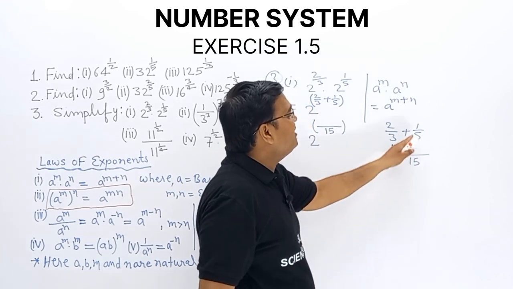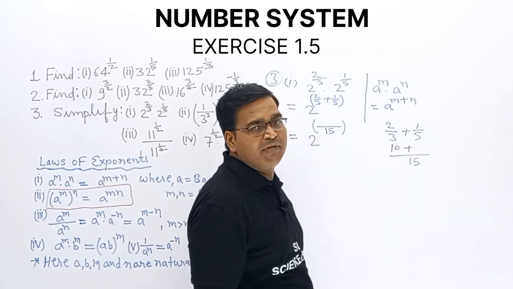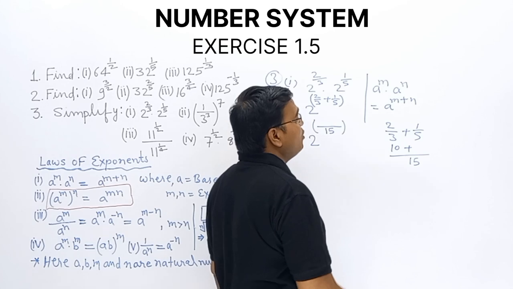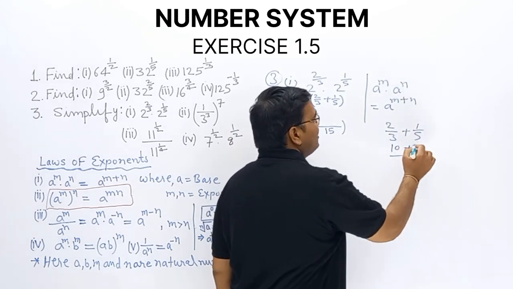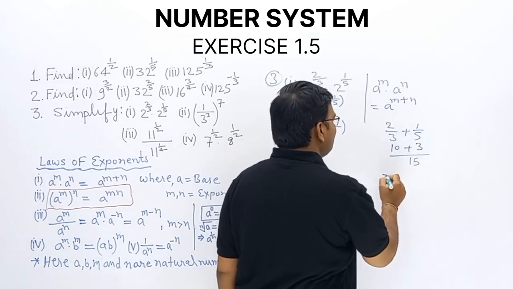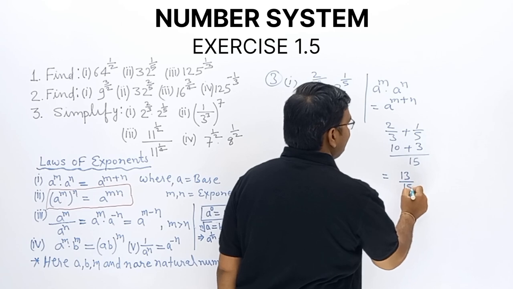So 15 divided by 5 will be how many times? 3 times it is going. So the result will be multiplied by numerator 3. So this will be 13 upon 15.